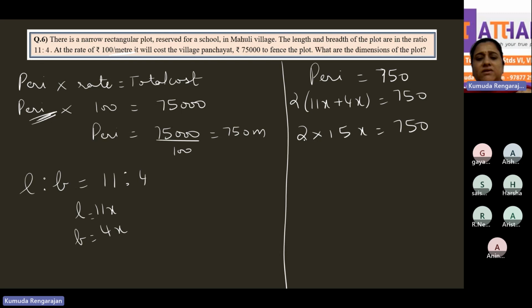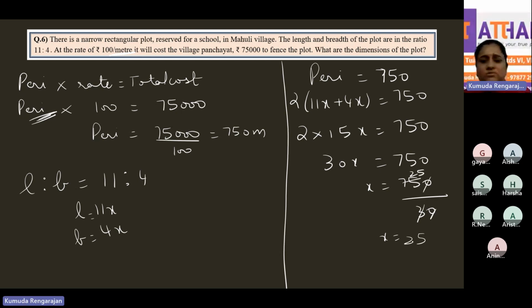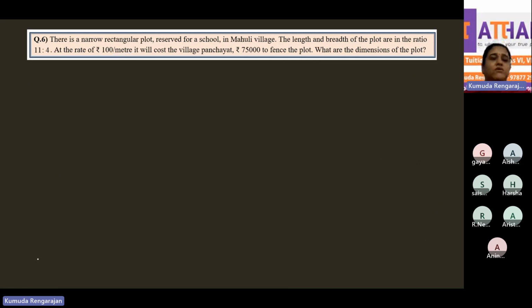Don't multiply. Even if you multiply, you're going to get the same thing. If you multiply 2 into 15, 30x is equal to 750. X is equal to 750 divided by 30. So x is equal to, 3 ones are 3, 25 times. 0 and 0 cancel. So x is 25. Whatever you do, x is 25. Then after you find the x, you'll have to find the length and breadth. 11x, 4x. So that's the question. What are the dimensions of the plot? Meaning, what is the length and what is the breadth of the plot?